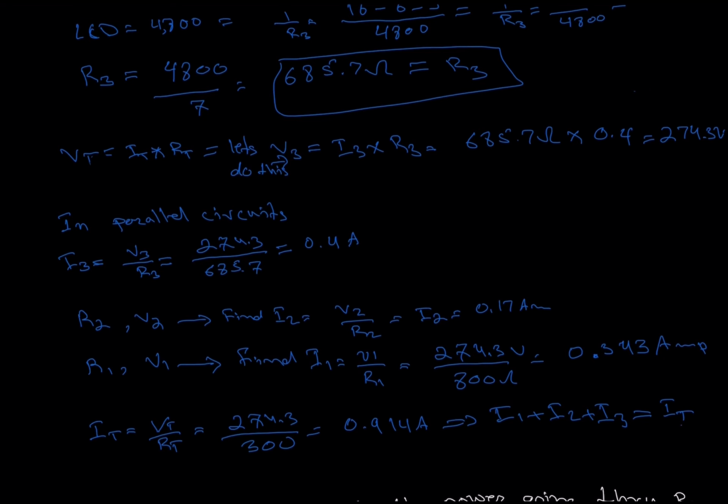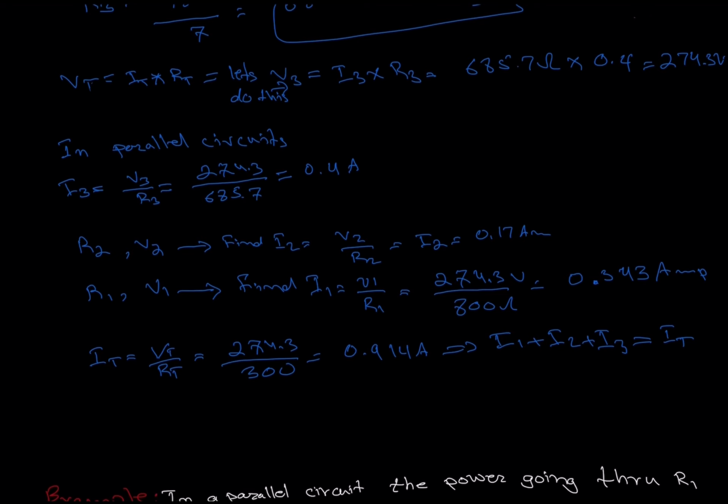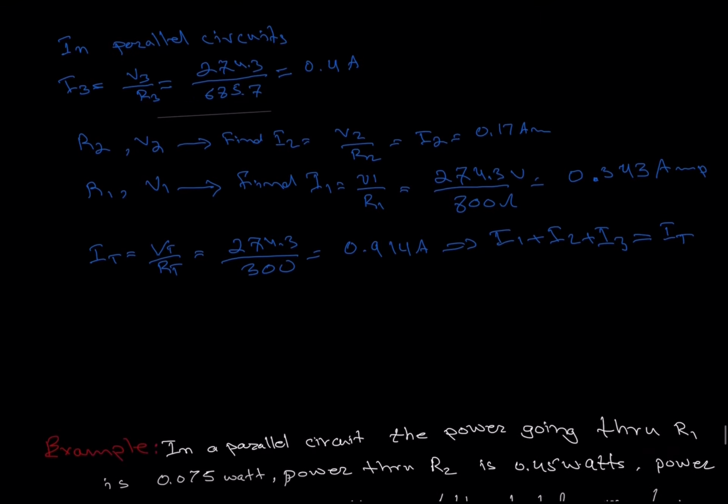Now to find out if IT, total current, is equal to the sum of these individual currents, let's find out. 0.4 plus 0.17 plus 0.343 will give me 0.913. So yes, we are close to each other. That should be fine. Moving on to the next section, which will be finding P1, P2 and P3.